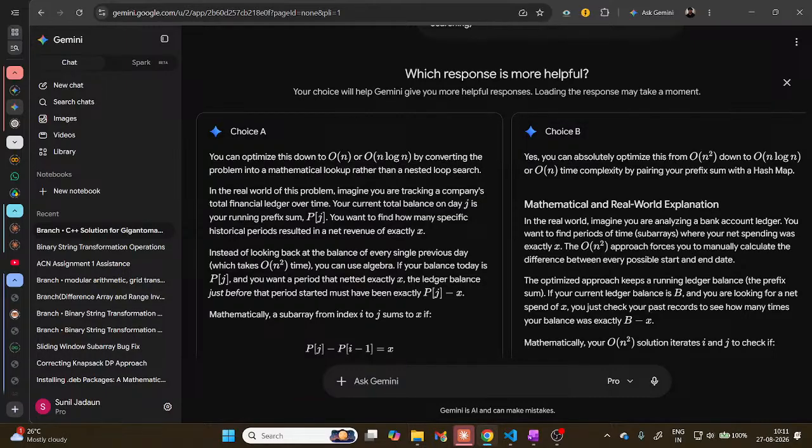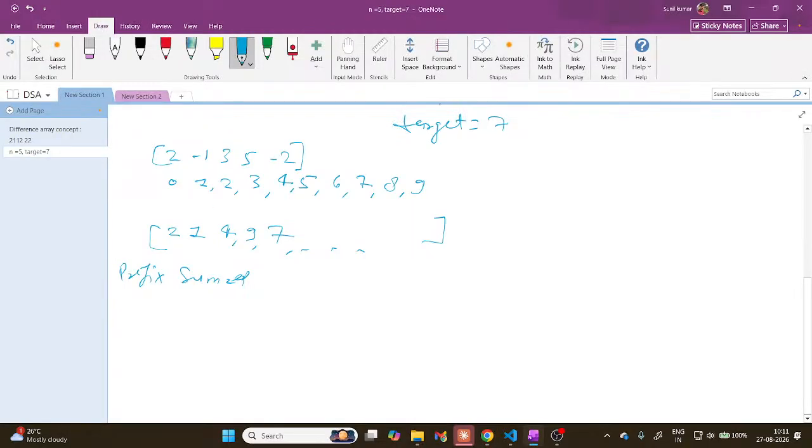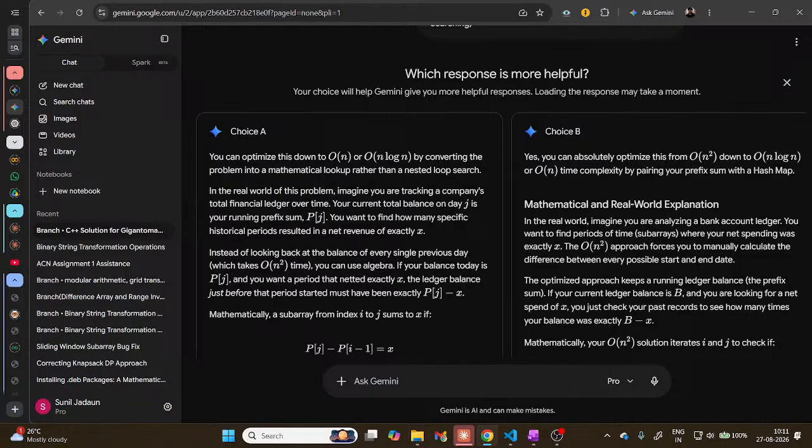Your current total balance on day J is your previous sum. So at any given day, our total balance would be this prefix sum. On day three, I have this total balance, right? You want to find how many specific historic periods, not the specific day, periods, resulted in a net revenue of exactly X.